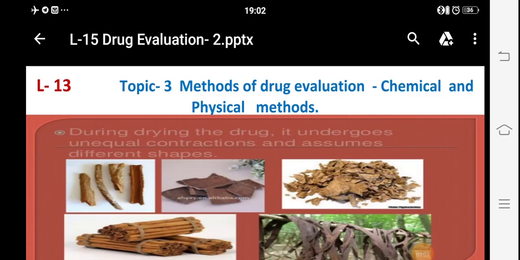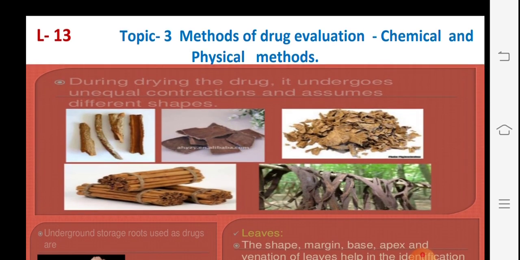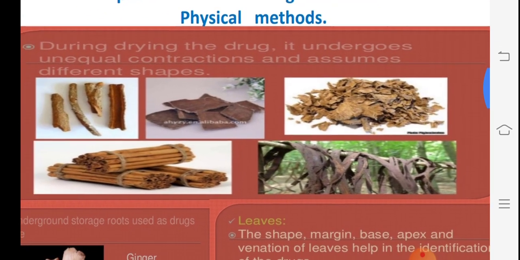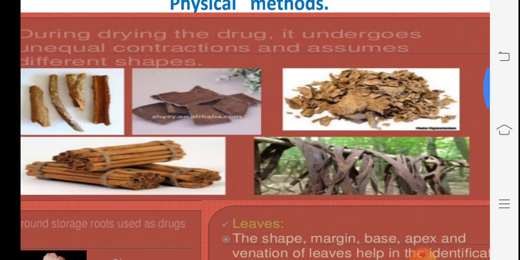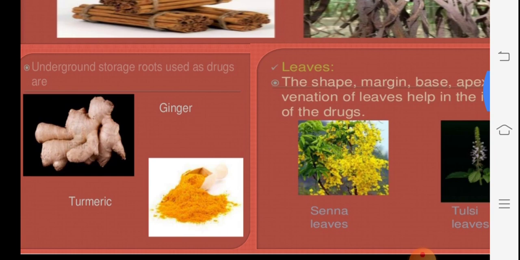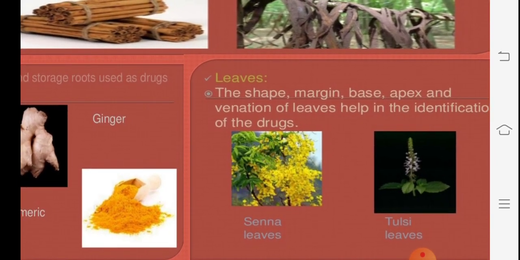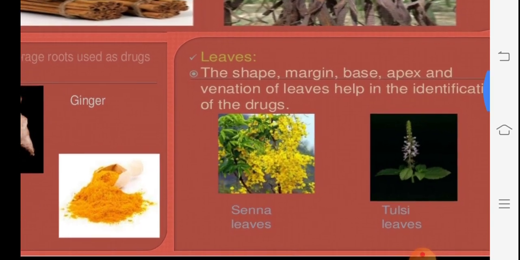So, in the same topic, methods of drug evaluation, we have seen the macroscopic and microscopic characteristics of the crude drugs for identification. Next two points in our syllabus are chemical and physical methods of drug evaluation. Here you are observing good photographs of some crude drugs. Cinnamon is there, or other drugs like ginger or turmeric powder, then leaves of senna, sonamukhi, then ocimum, tulsi leaves are there.